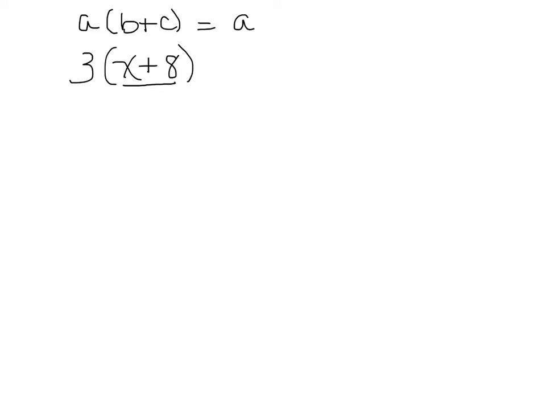Problems that have variables and parentheses. If I say 3 times (x plus 8), I can't do the grouping symbols part of PEMDAS, but I do know that always, if there is something times a sum, it will always equal AB plus AC. In other words, in this case, this is always going to be the same as 3 times x, which is 3x, plus 3 times 8, which is 24.